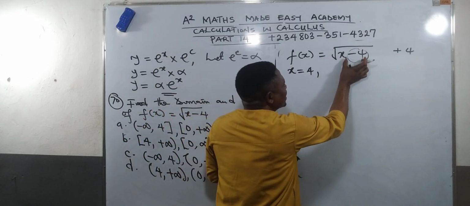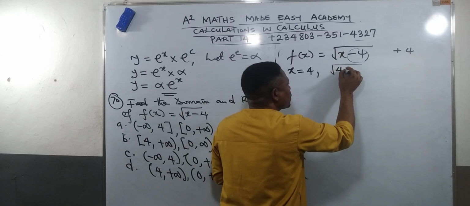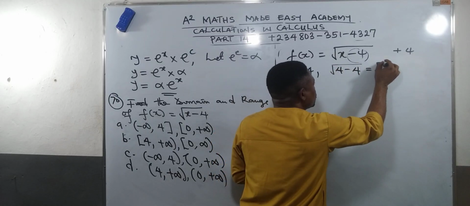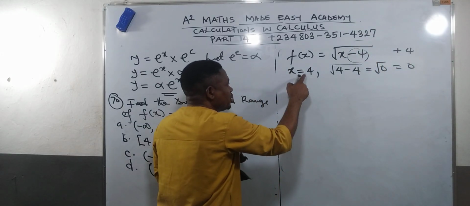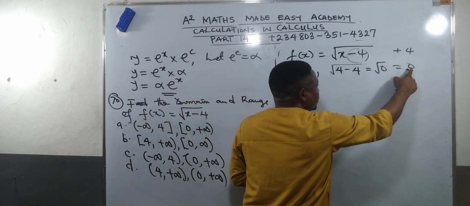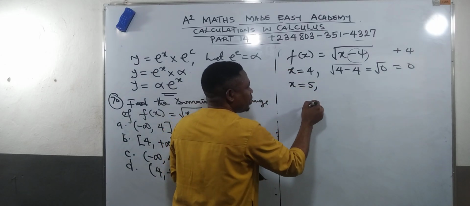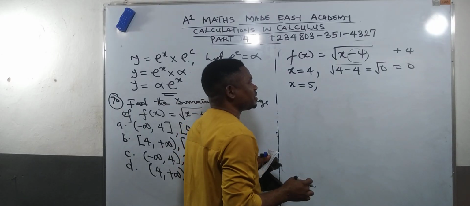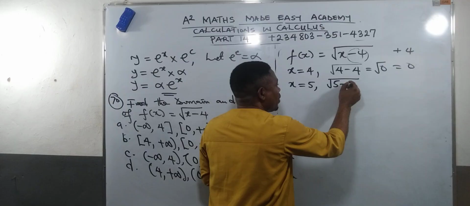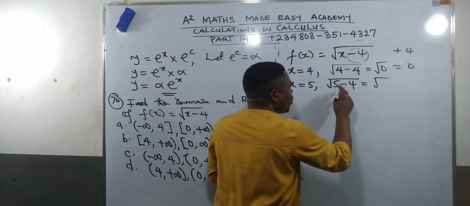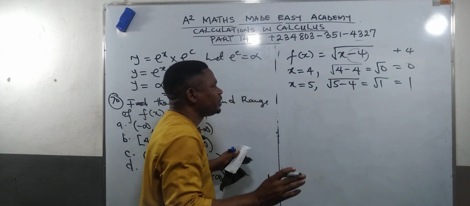With this, I can get the range, right? Anywhere I come across x here, remove it and introduce 4. It will give me square root of 4 minus 4. It will give me square root of 0. And what is square root of 0? 0. So when the domain is 4, the range is 0. Then I will increase x to 5. Anywhere I see x, remove it and introduce 5. Then square root of 5 minus 4 will give me square root of 1, and square root of 1 is 1. With this, I am okay.